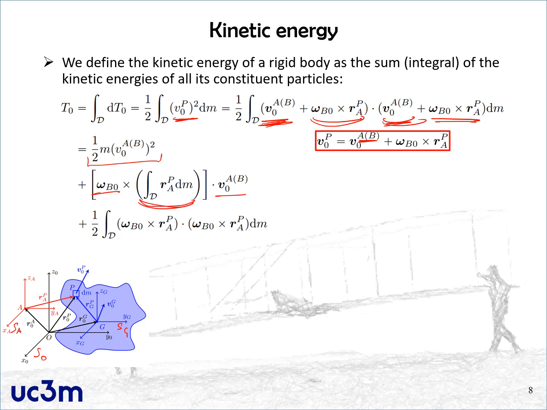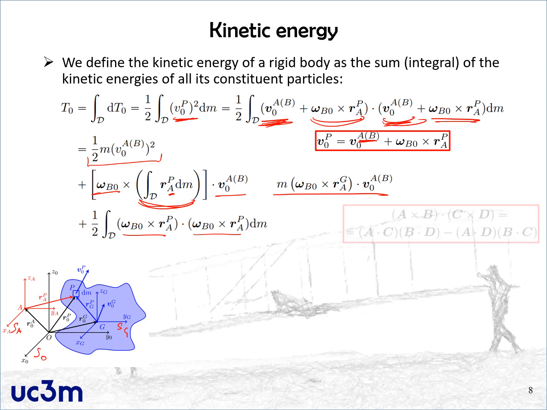As always, when an integral of this type appears, this is related with the definition of the center of mass. In this case, we are measuring from point A, all right? So we can replace this integral with this. And finally, the last integral involves the square of this quantity. Okay, so let us see how we can process this.